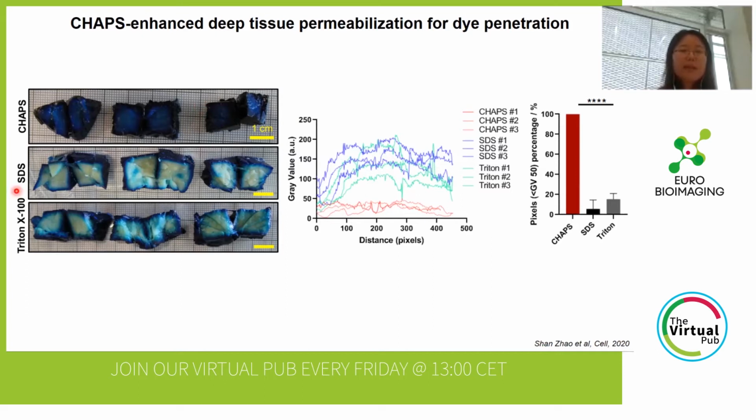For the other two groups, the micelles only penetrate the surface part of the tissue, so the dye only labels the surface part of the tissue. Based on this dye signal, we can quantify the labeling efficiency.